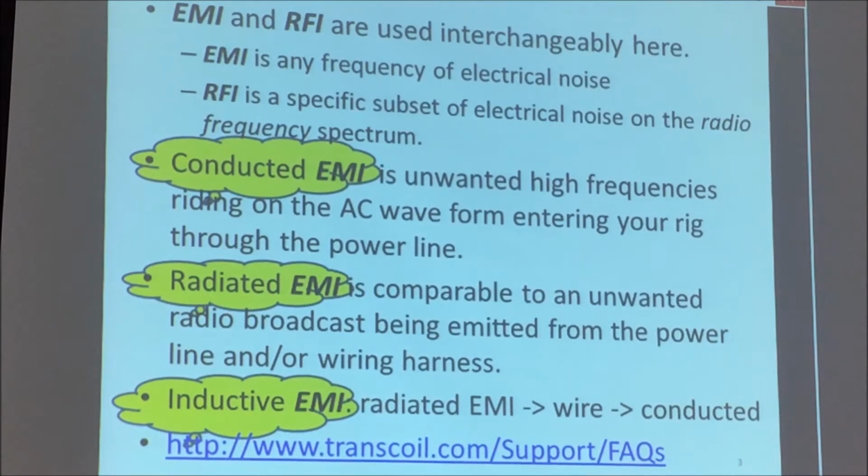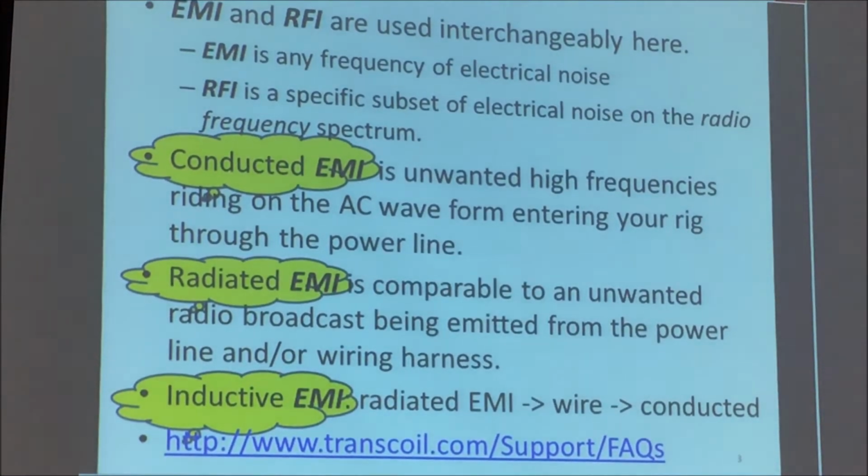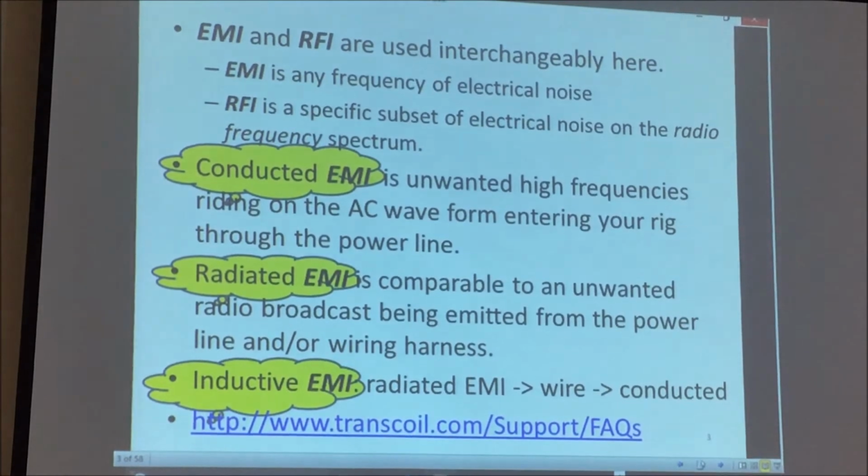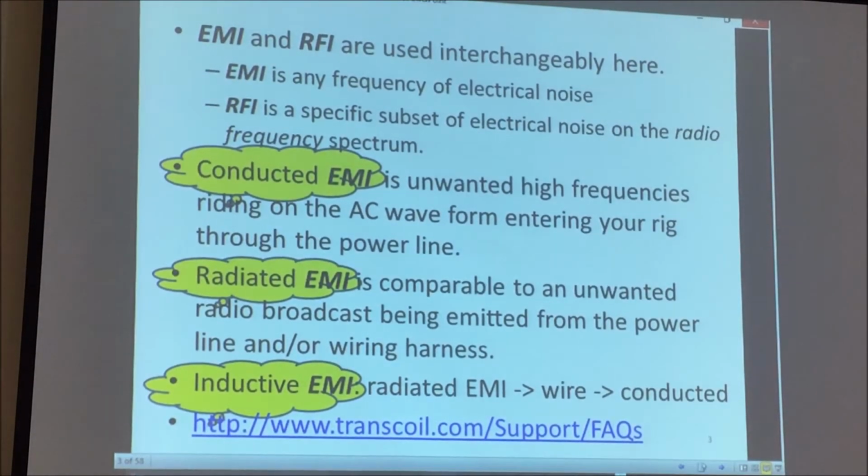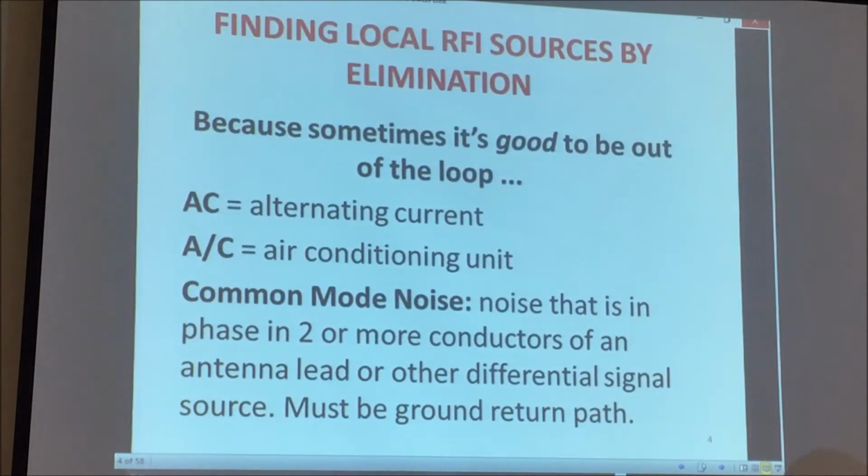The terms EMI and RFI are used interchangeably here by me, but EMI is any charge from a static belt, for example, could be considered to be EMI. But when I talk about EMI or RFI, in either case, we're talking about the same thing. Now, the basic principle for finding local RFI sources is by elimination, because sometimes it is good to be out of the loop.